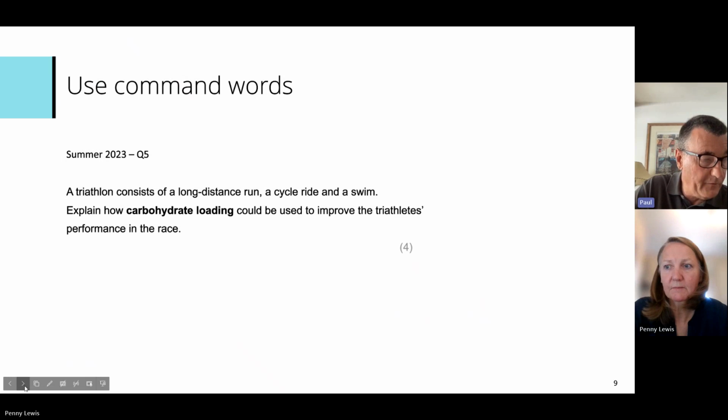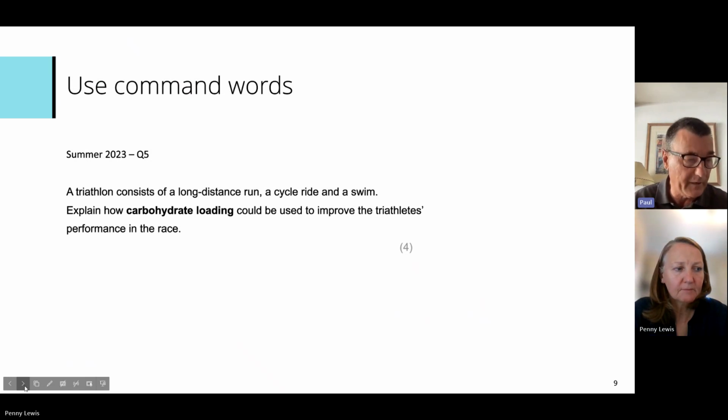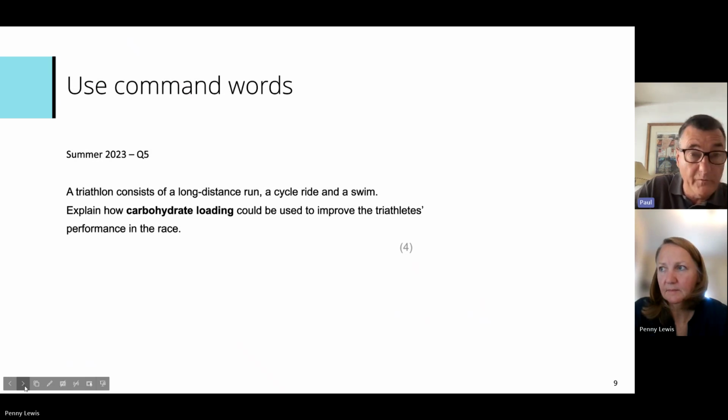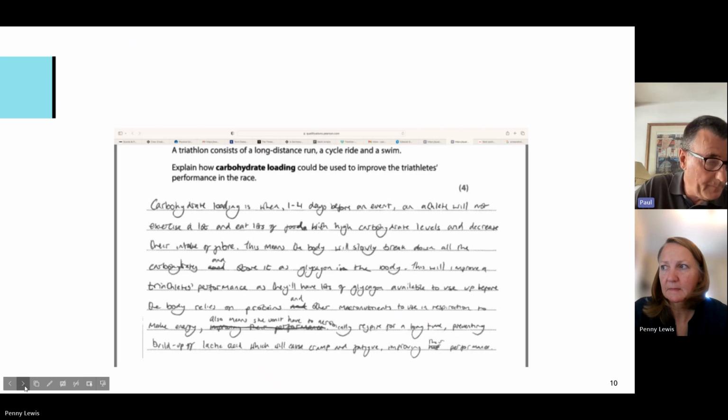For example, in this question from the 2023 paper again, question 5, candidates were asked to explain how carbohydrate loading can be used to improve the performance of triathletes. Note carbohydrate loading is in bold to help lead you to the correct response, and the command word is explain with 4 marks available. Consequently, candidates need to ensure that 4 linked different points are made to gain credit. This response gains the full 4 marks available.